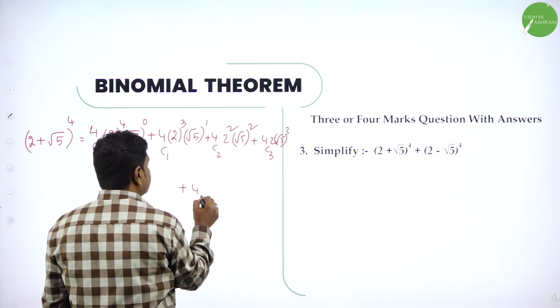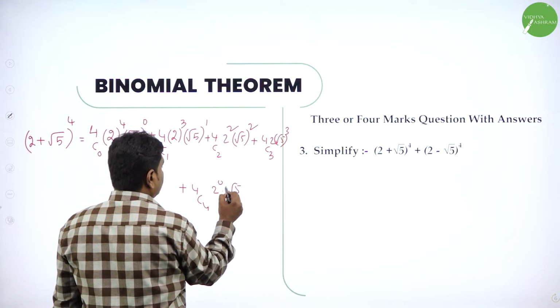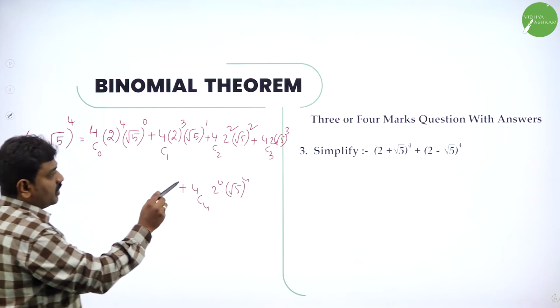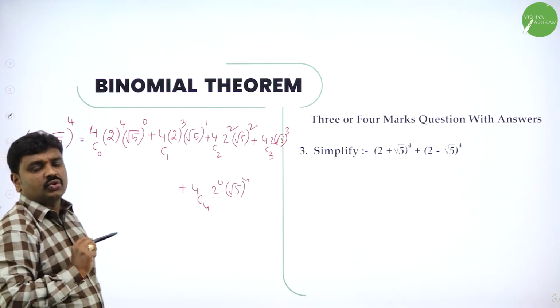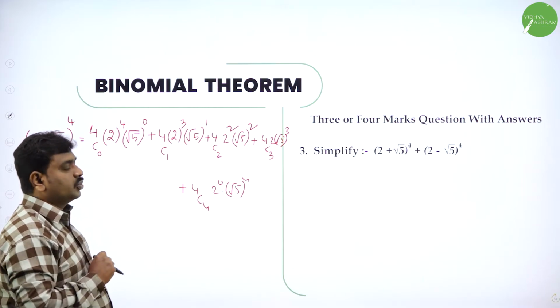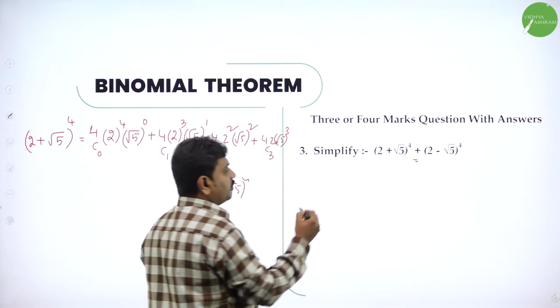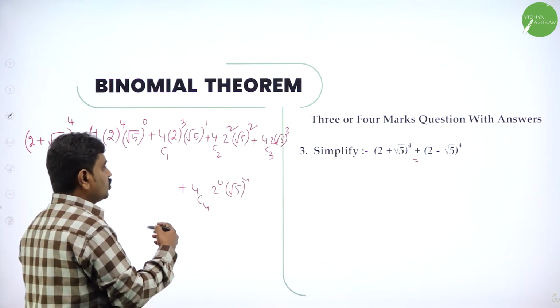Last term will be 4C4, 2 power 0, root 5 power 4. Same way we have to expand the other term also, 2 minus root 5, then we need to simplify. So we have to use binomial expansion to do it. In between we have plus sign. So in order to apply plus sign, we'll see how to simplify this.